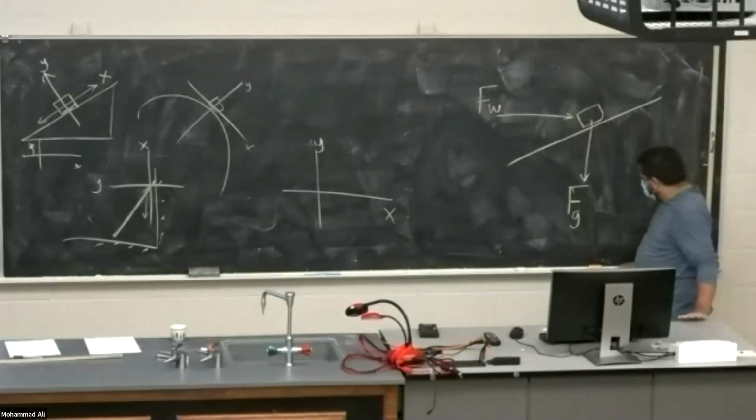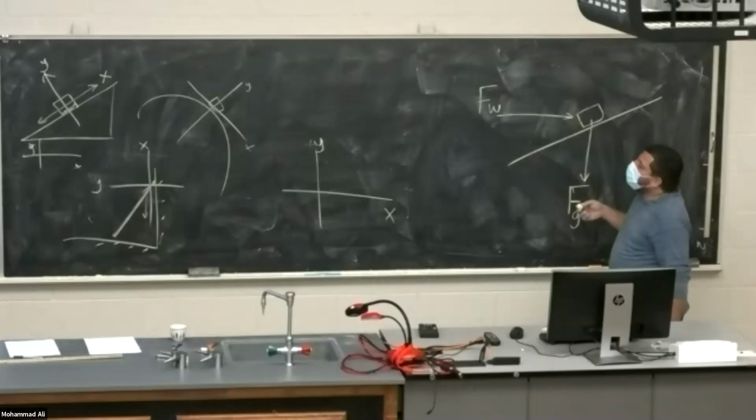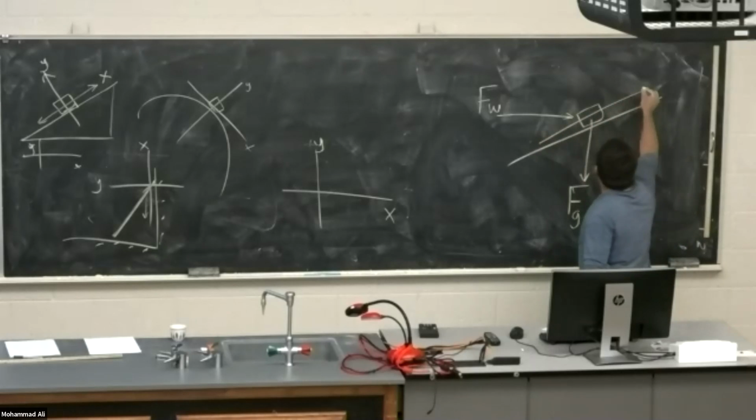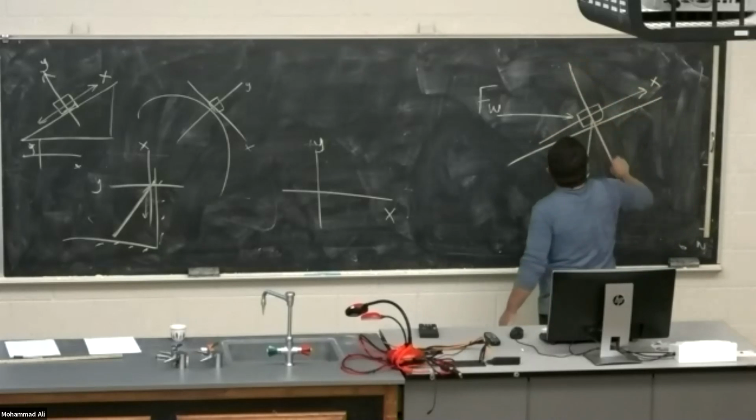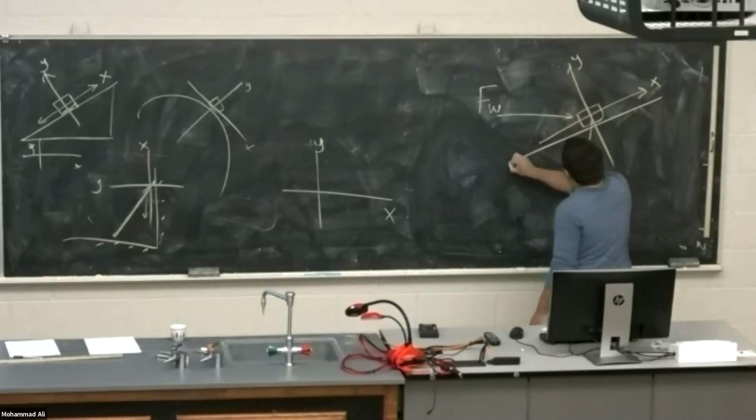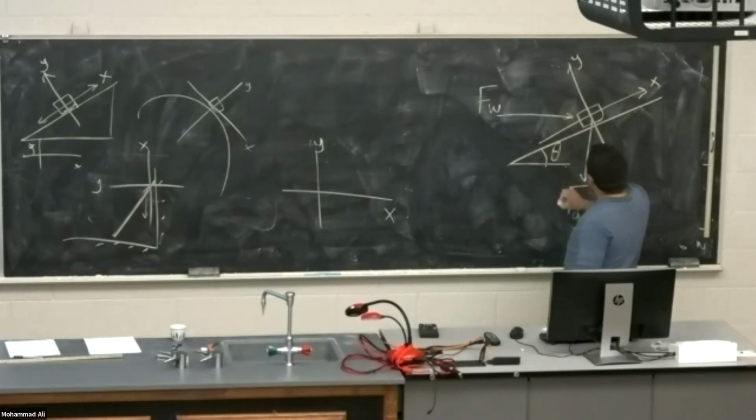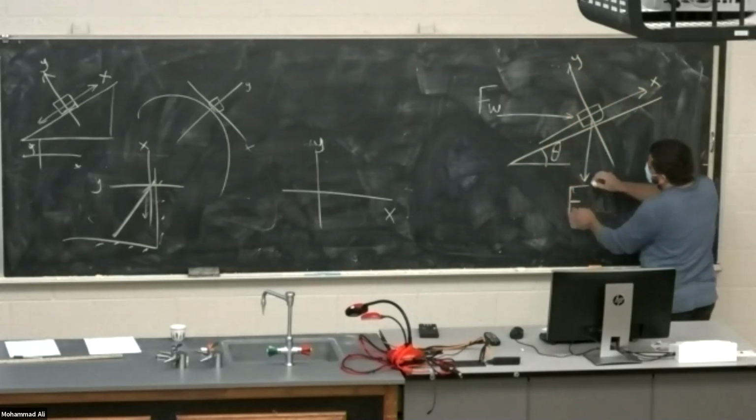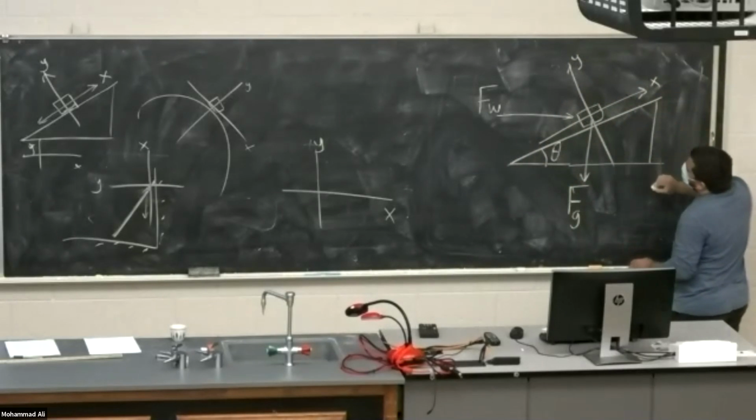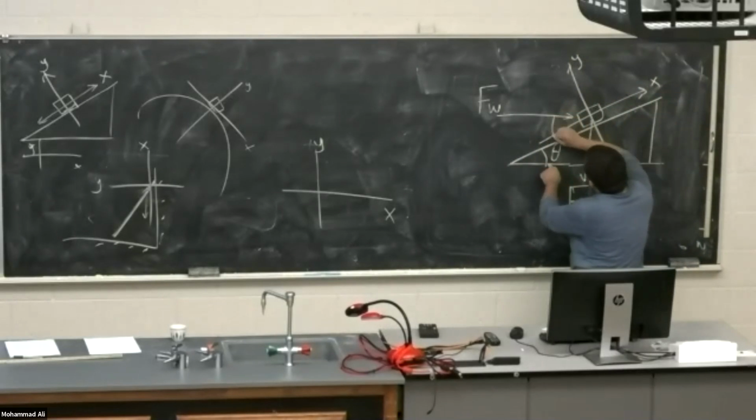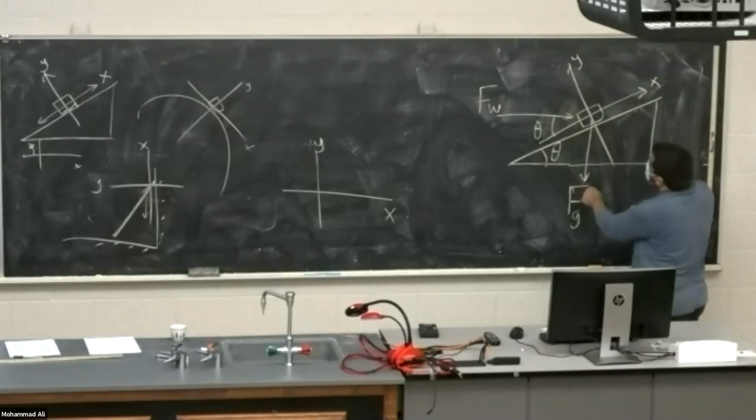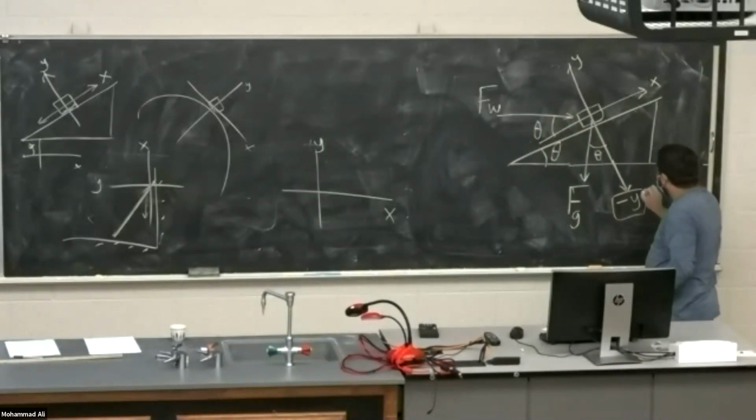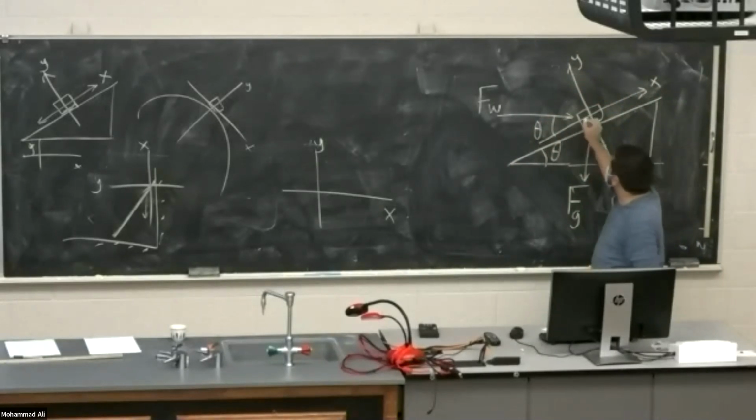We need just to consider our coordinates. This is the x direction, this is the y direction. This is theta. Because this is theta, we can see that this is also theta. This is also theta. This is negative y. This is positive y. This is negative x.